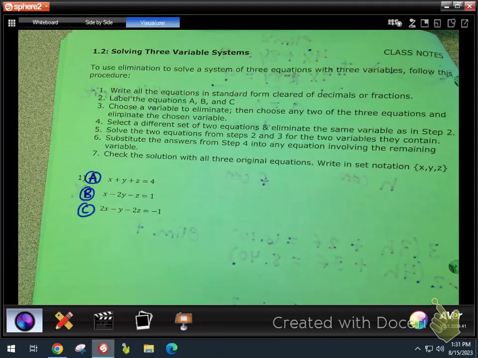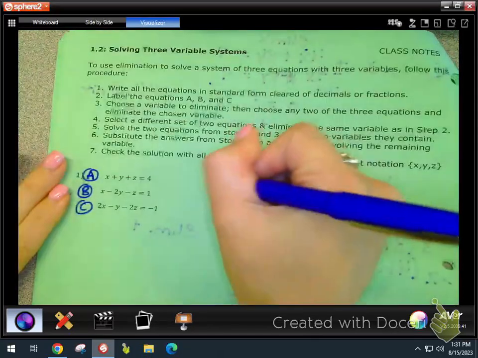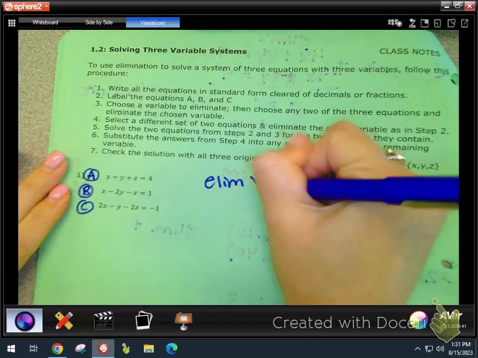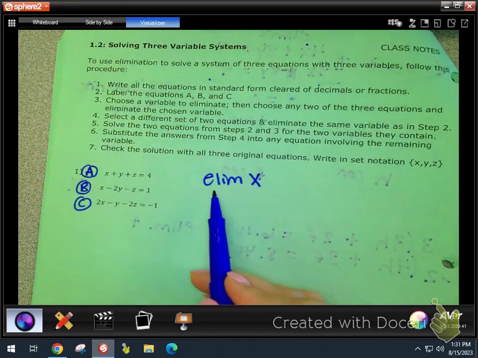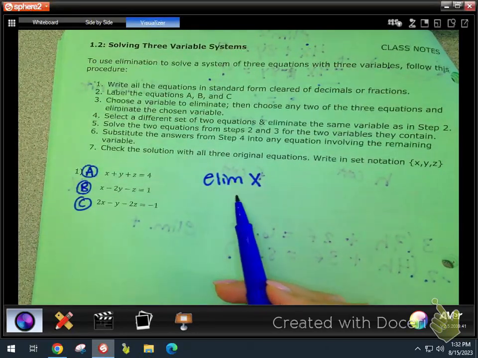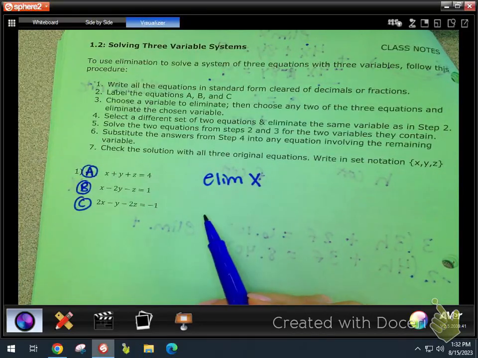Okay, so I chose to eliminate x, and I'm going to have y'all do this one my way, because if you pick z, I think something weird happens, and I'm not ready for that yet. Okay, so I'm going to eliminate x. I'm writing what I'm doing, and I'm going to choose 2 equations to eliminate x.